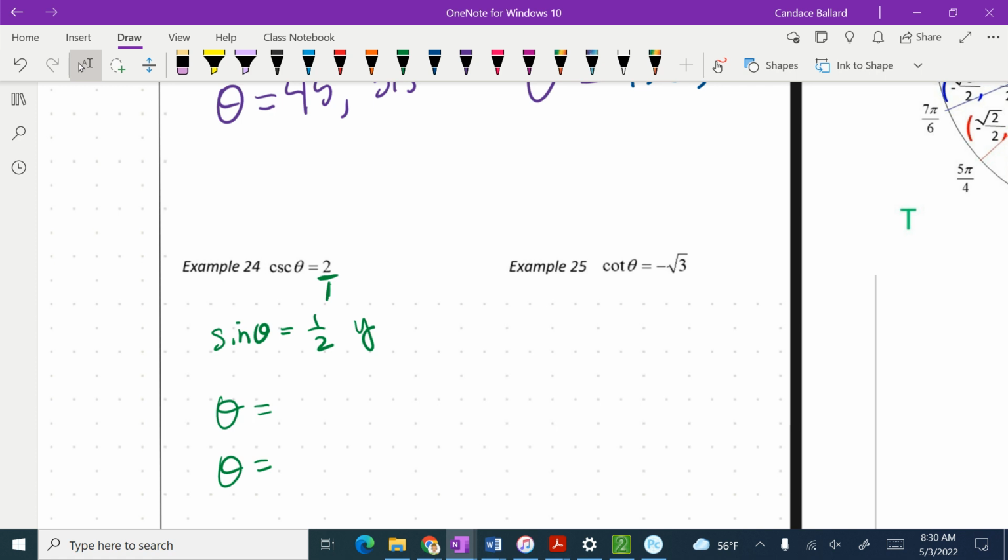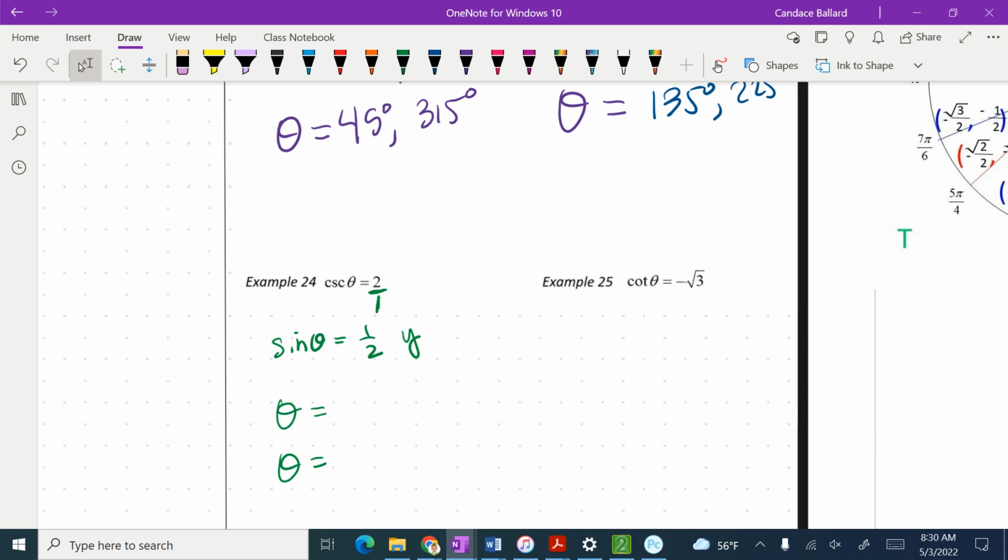Okay, check it with your table. Check with somebody at your table, see if you guys match.